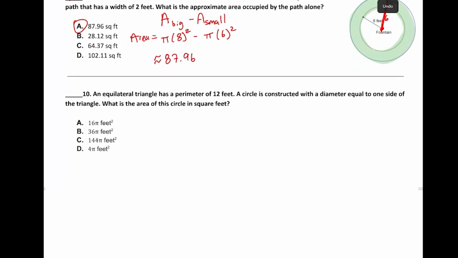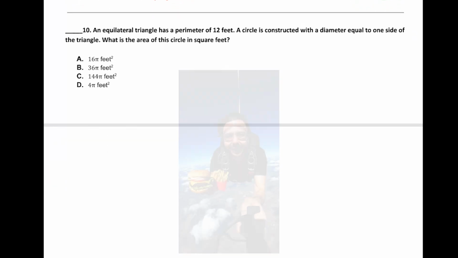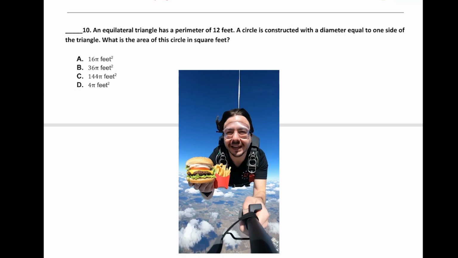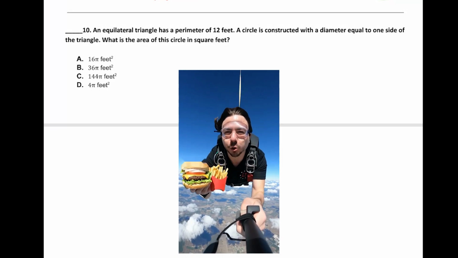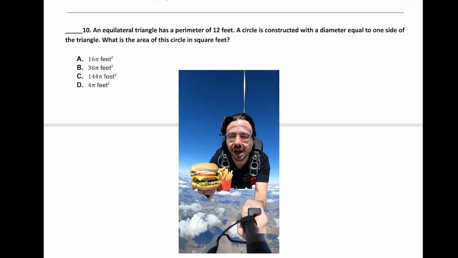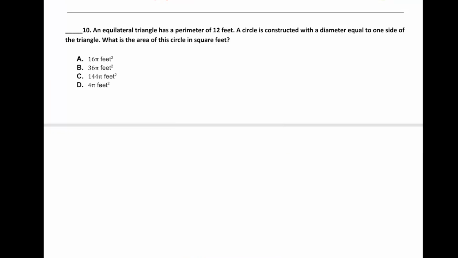And finally, number 10. An equilateral triangle has a perimeter of 12 feet. A circle is constructed with a diameter equal to one side of the triangle. What is the area of this circle? Let's try to sketch this out. We have an equilateral triangle. If the perimeter of this triangle is 12 feet, and because it's equilateral, all the sides are the same, that means each side length would have to be 12 divided by 3, which is 4 feet. So we've got this equilateral triangle that's 4 feet.